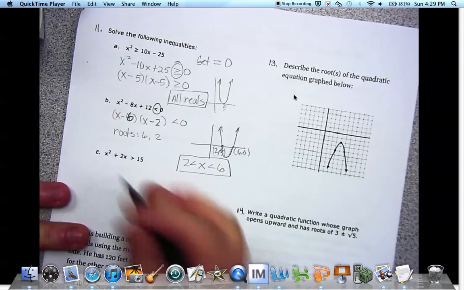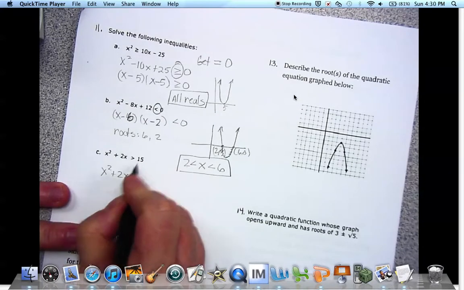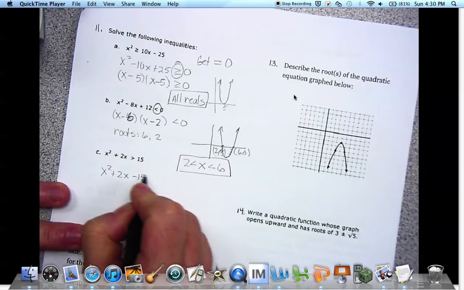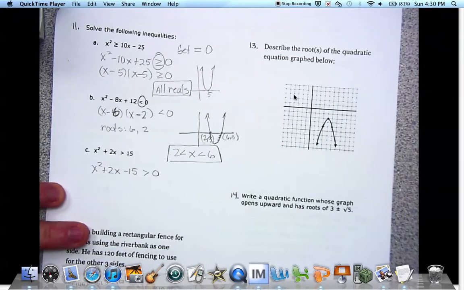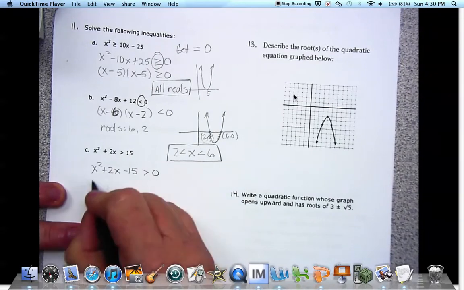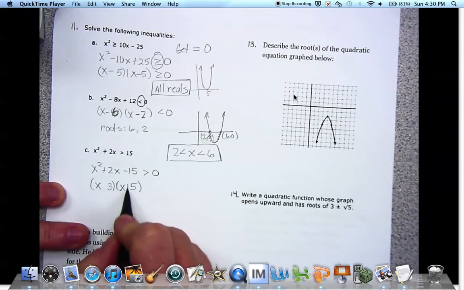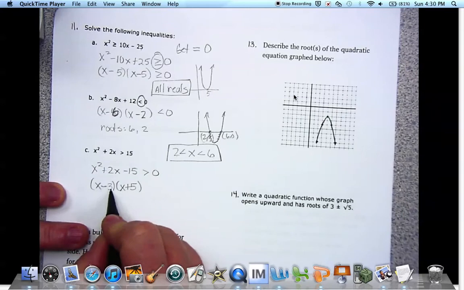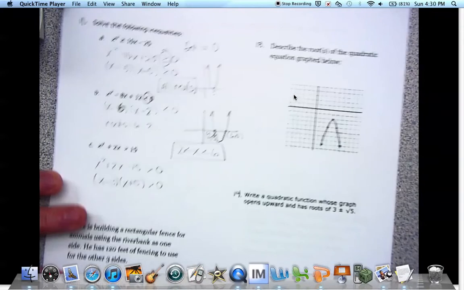Okay, let's get this one equal to 0. So x squared plus 2x, and then we'll subtract 15. So x squared plus 2x minus 15 is greater than 0. And then you could factor this and see where the roots are if you want to. X times x. 3 times 5 is 15, and we need a positive 5 and a negative 3, and that will give us a positive 2x, and negative 3 times 5 is a negative 15. And then we'll graph this one.